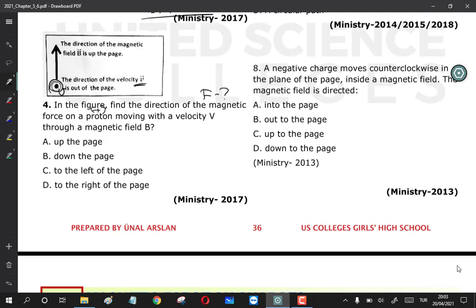Because it's a proton, the palm is going to show the magnetic force on the proton. As you see, your palm is pointing to the left of the page. So it's going to be to the left of the page. You should apply the right hand rule to find this. Don't forget, this is representing the magnetic field direction, which is up to the plane of the page. Forefinger is up to the plane of the page. Velocity is out of the page. Thumb must show out of the page. And the palm is pointing to the left. So for a proton, the palm is the direction of the force. So it is to the left of the page.